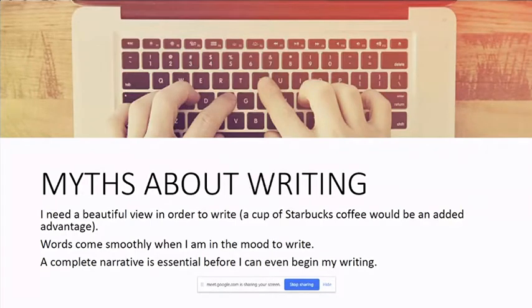Okay. And another myth, there are many myths actually, but I'm just highlighting 3 here. Another myth is that I need to have a complete narrative because it is essential before I can even begin my writing.